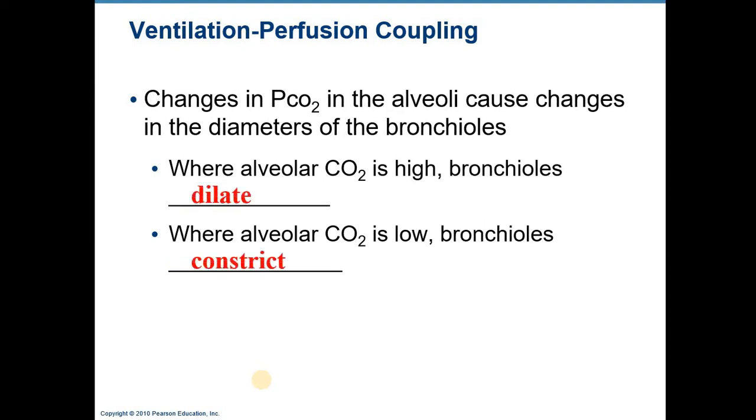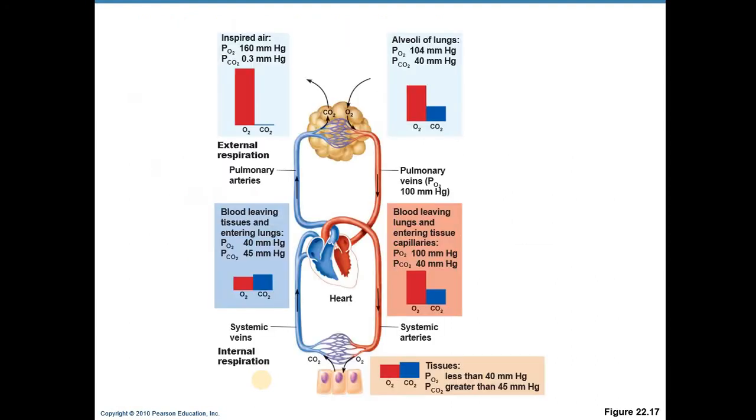Changes in carbon dioxide in the alveoli also cause changes in diameter. But remember, the previous one with oxygen caused a change in the arterioles. This one is going to cause a change in the bronchioles. When the alveolar CO2 is high, your bronchioles will dilate. When CO2 is low, your bronchioles will constrict. Dilation opens them up more, constriction shuts them down or closes them off.